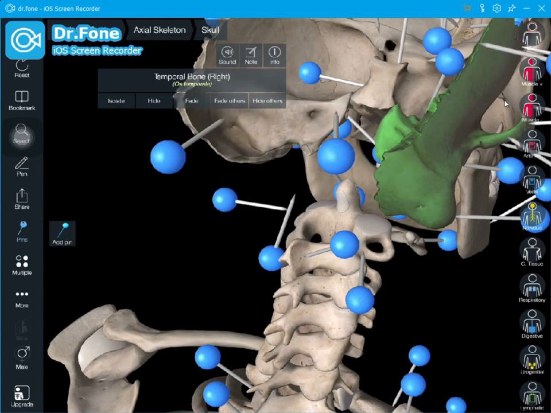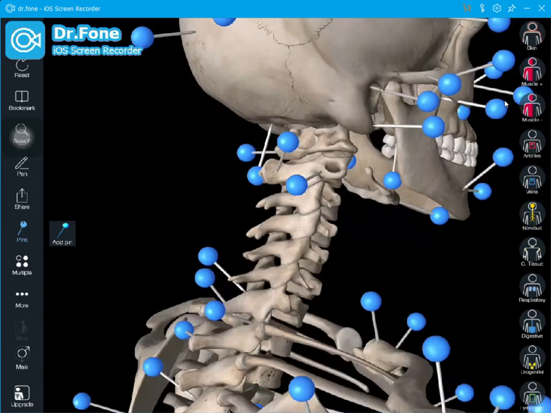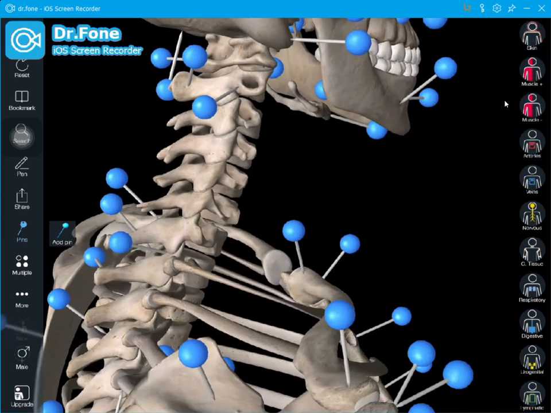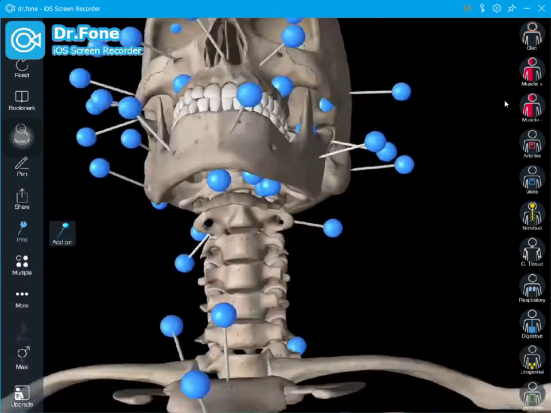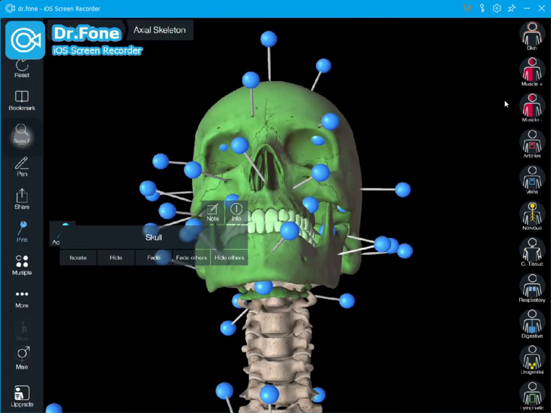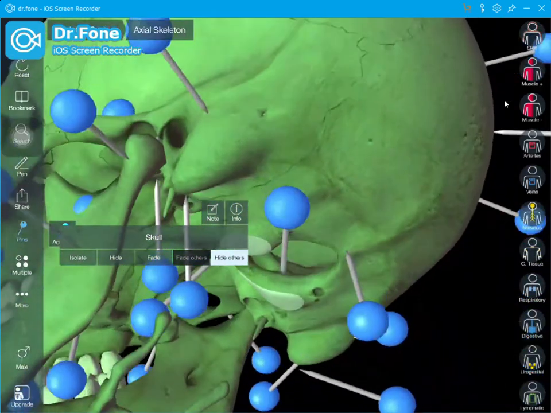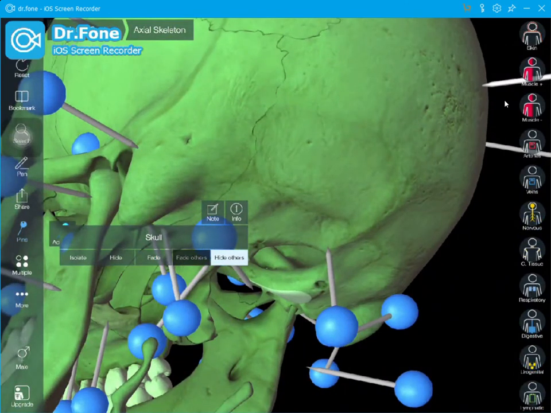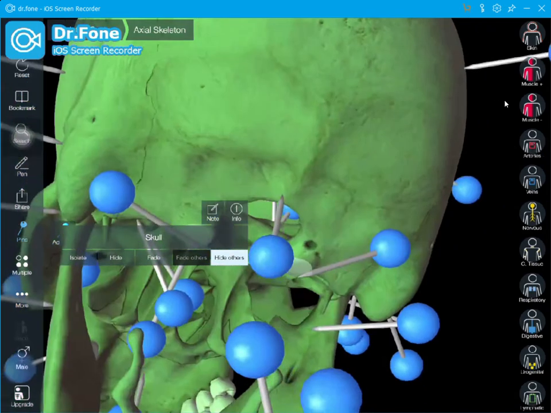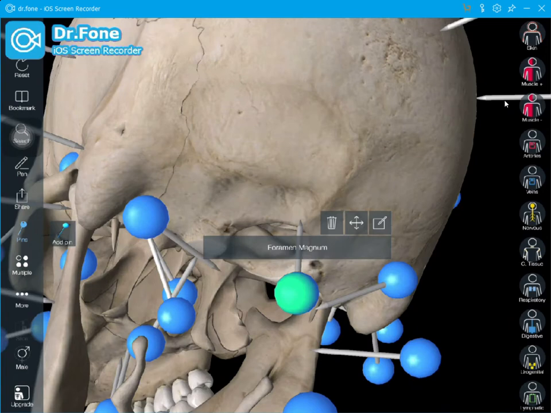Just return. Reset. Okay. Now we're going to label some of the lower parts of the skull. So this opening right here is the supraorbital foramen. Oh no, that would be the foramen magnum. Yeah, foramen magnum.